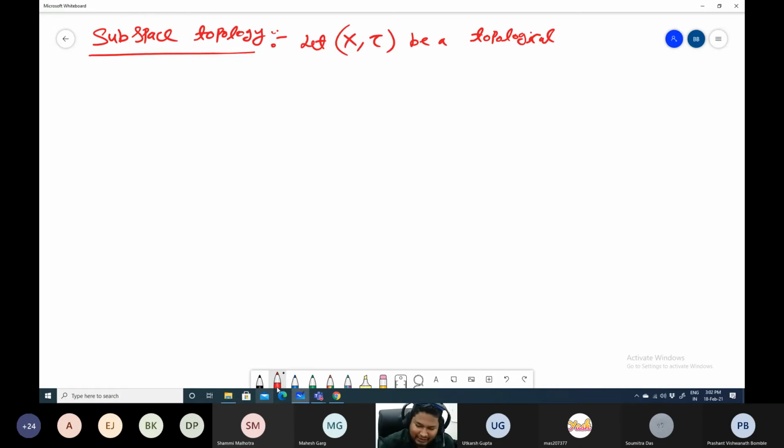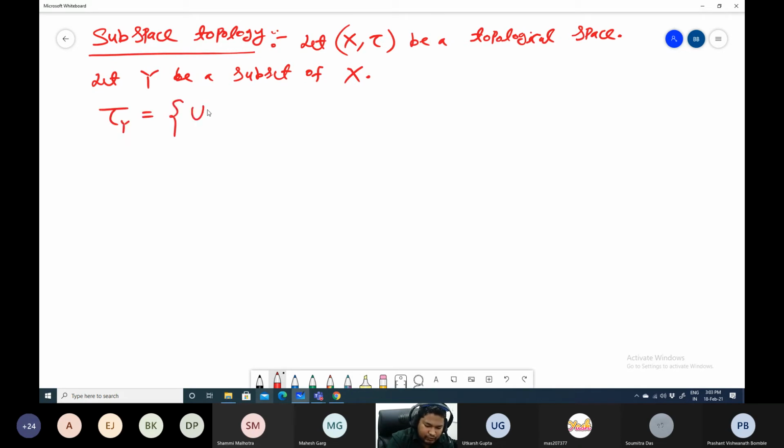Okay. Now let this be a topological space. And let Y be any subset of X. Now this is a subspace of X. Now we define, say, tau Y in this way: U intersection Y such that U belongs to tau. Now can you tell me, does this collection form a topology or not?